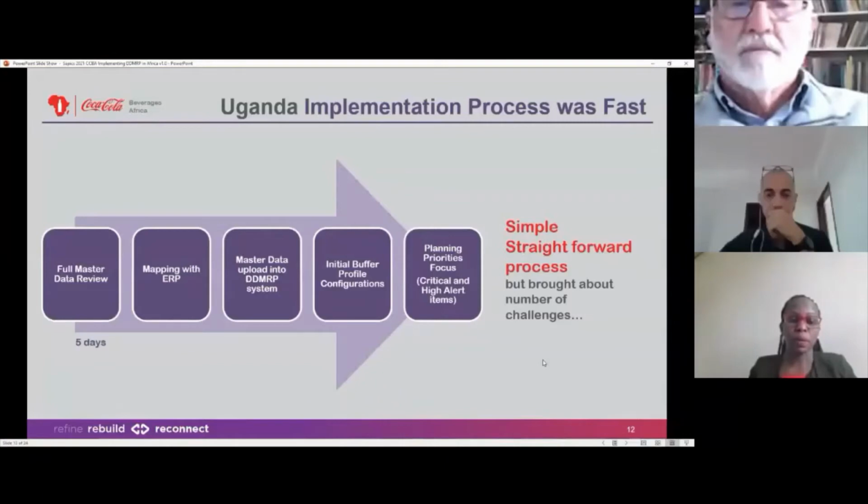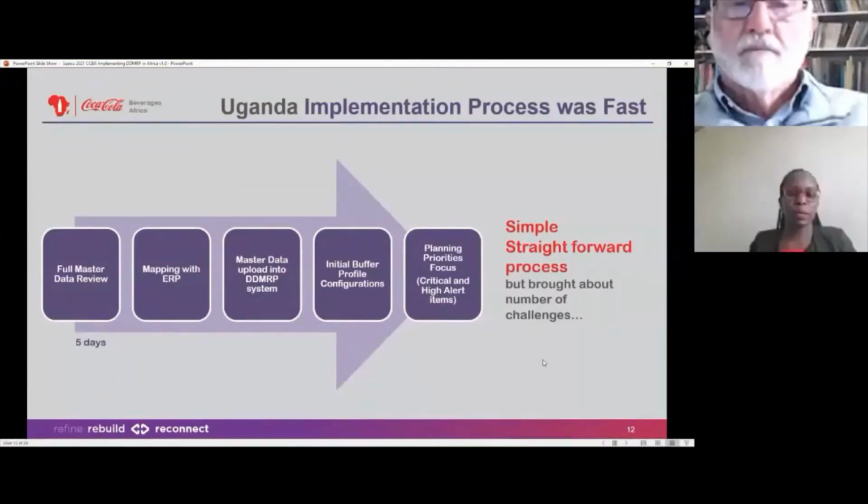We started with a full master data review, where, like Ken explained before, we mapped all our materials. We have about four plants. So we mapped all those materials to our existing ERP system, which is SAP in this case. And then we went on to upload this master data into our DDMRP system that captured initial buffer profile configurations that would be the buy, the distribute and make items for our manufacturing process.